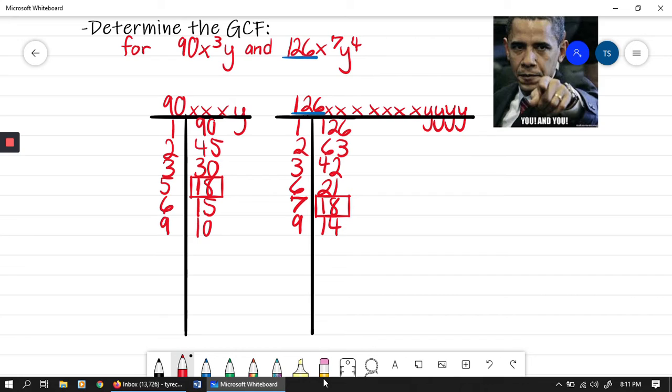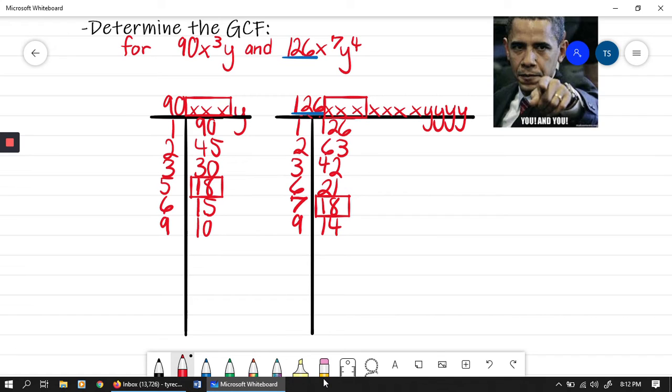We also have to consider the variables. Notice how we've got 3 x's and 1 y here, and with the other expression we have 7 x's and 4 y's. How many x's do the expressions have in common? We see 3 x's here, and there are at least 3 x's there. So there are 3 x's that they have in common: 1, 2, 3, and 1, 2, 3.